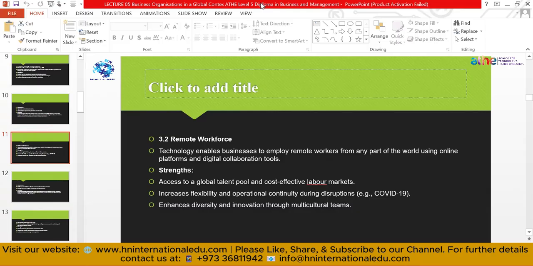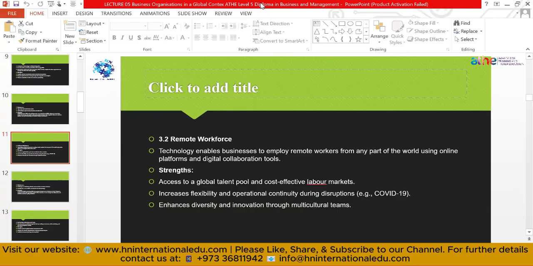Remote workforce technology enables businesses to employ remote workers from any part of the world using online platforms and digital collaboration tools. An amazing, convenient way: at the comfort of your office, any cafe, any home, you can work. Strength: access to a global talent pool and cost-effective labor markets.